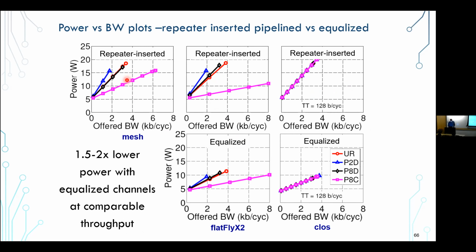I think you can kind of go through these. Hopefully, Eric has posted the slides, so you can take a look at these. But it kind of gives you an idea overall of where, for example, the repeated versus the equalized, you're getting roughly about 2x savings on the channel power on the equalized, simply because of the lower swing that you're using.